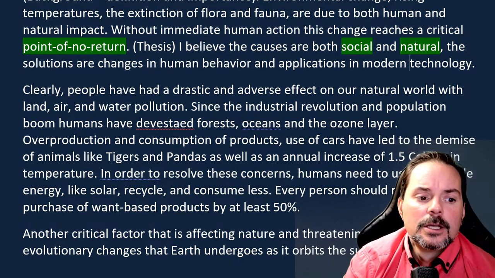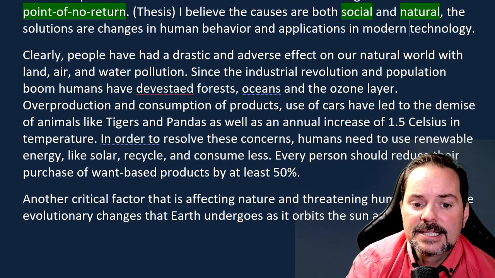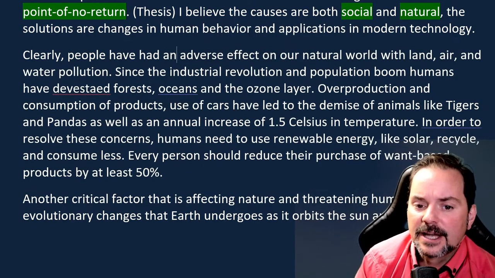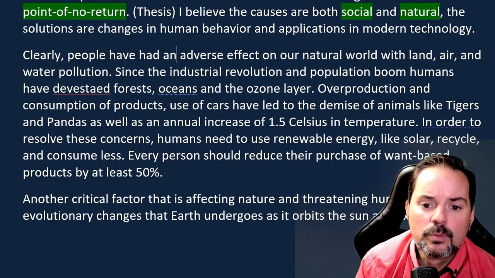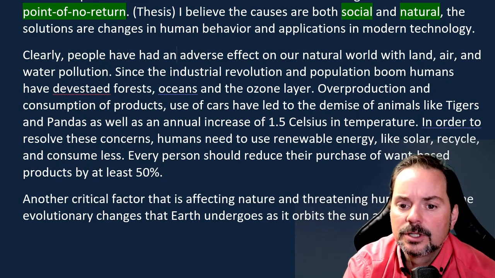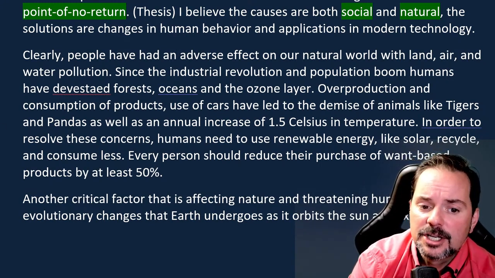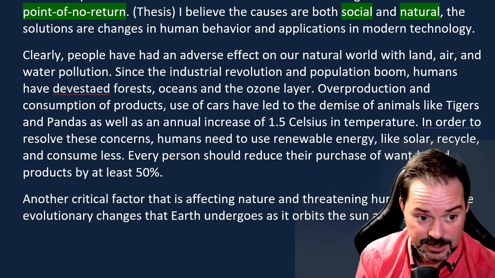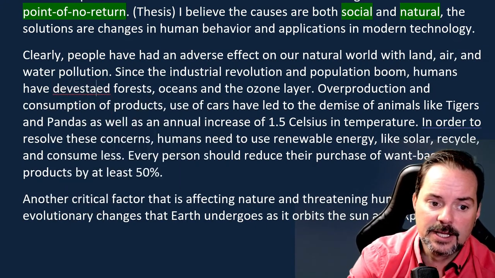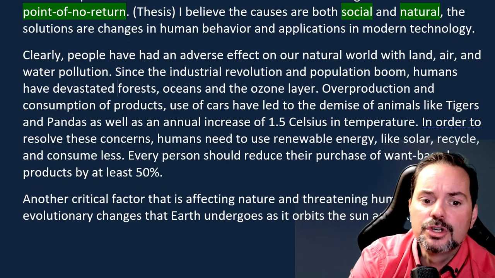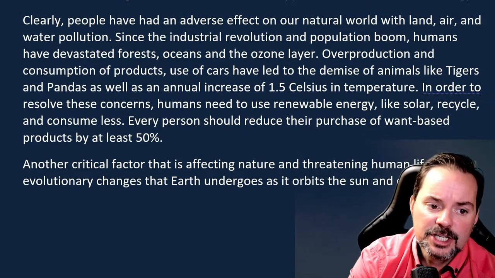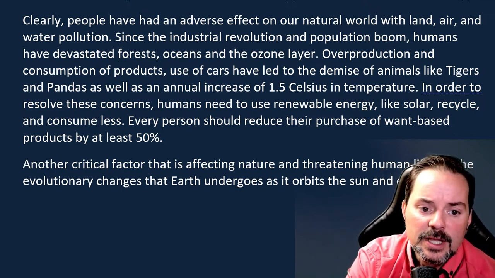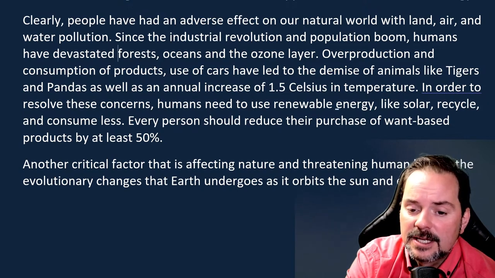Okay. So clearly people have had a drastic and adverse effect on our natural world with land, air, and water pollution. Since the Industrial Revolution and population boom, comma, after the dependent clause, humans have devastated, correct the spelling, forests, oceans, and the ozone layer. Overproduction and consumption of products, use of cars have led to the demise of animals like tigers and pandas, as well as an annual increase of 1.5 Celsius in temperature globally.